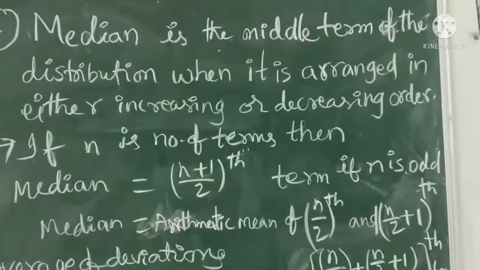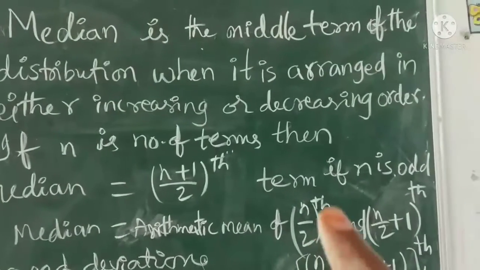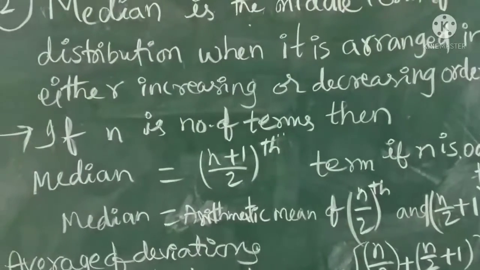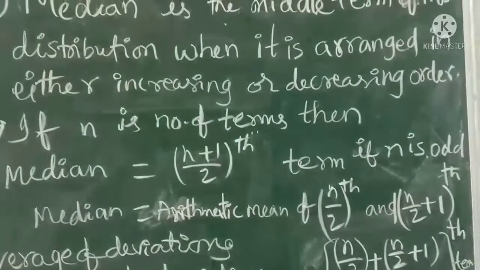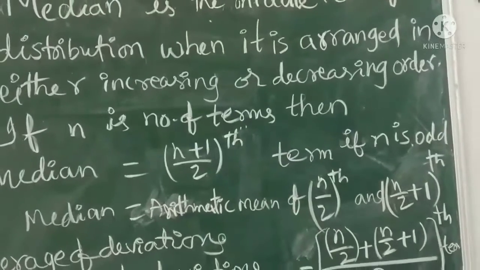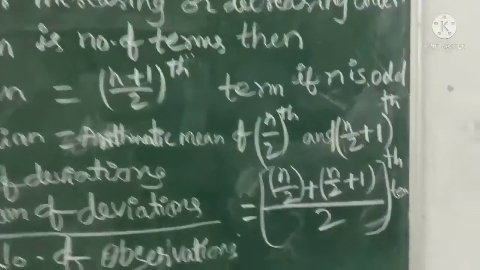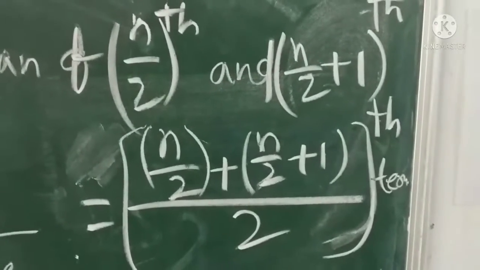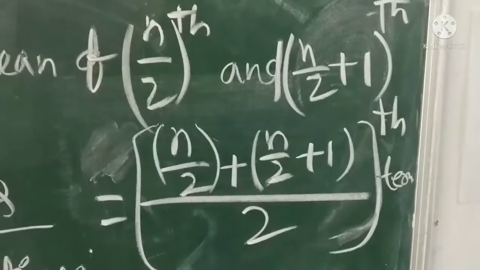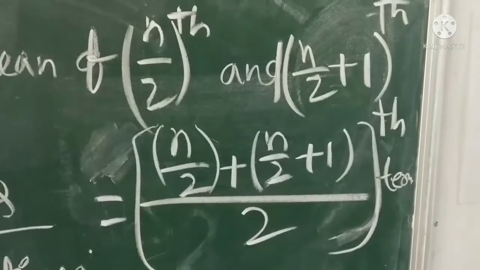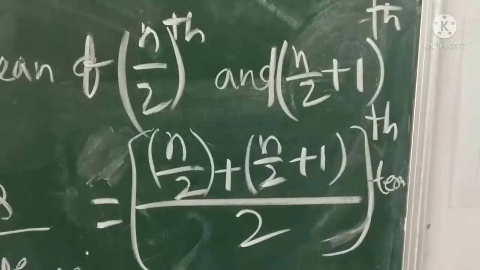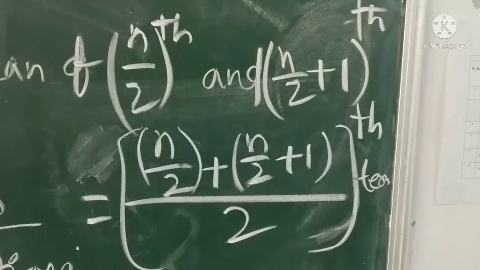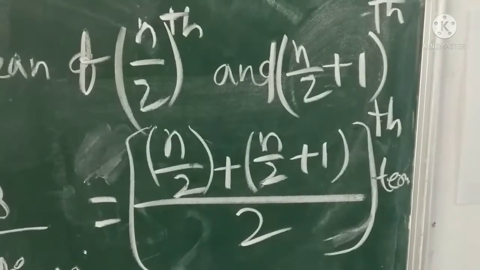When n is even, the median is the arithmetic mean, or average, of the n by 2th term and the n by 2 plus 1th term. Suppose the number of terms is 10, then 10 by 2 is the 5th term, so the average of the 5th term and the 6th term will be the median of an even number of terms.